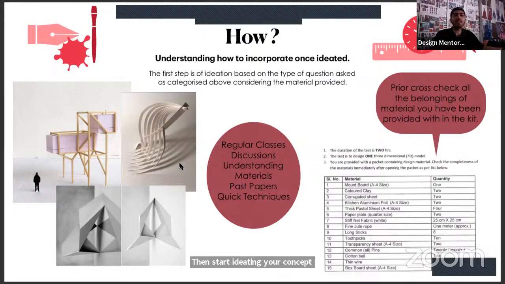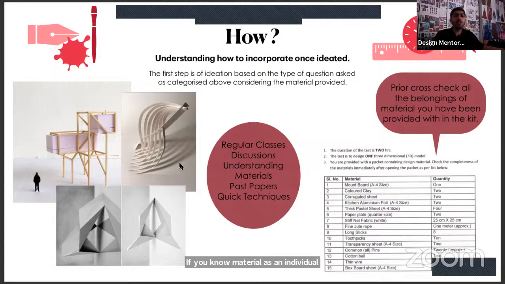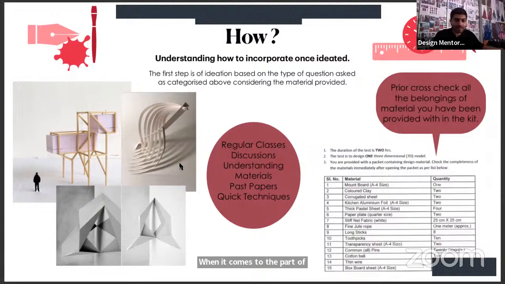Understanding material plays a very vital role because there are certain quick techniques which you can use in order to create something. If you know material as an individual part, it will be easier for you to execute it. For example, let's take paper, right? The type of paper you will be provided depends on the type of question. But if you're good with origami, kirigami, or surface development, it gets easy for you to execute the same thing when it comes to the part of situation, right?